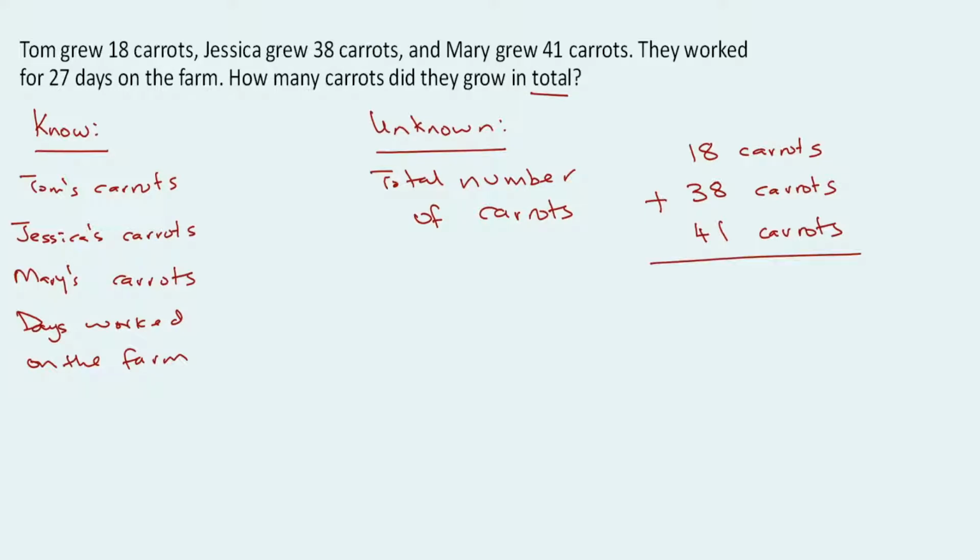So we have 8 plus 8, that's 16, plus 1, 17. So we put a 7 here, we carry a 1. 1 plus 1, 2. 2 plus 3, 5. 5 plus 4, 9. So we have 97 carrots in total.